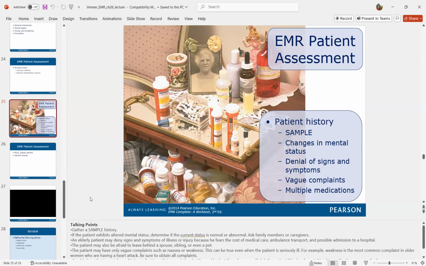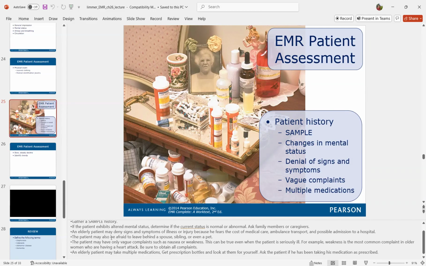If the patient exhibits altered mental status, determine if their current status is normal or abnormal. So ask the family, is there something different going on? Maybe that patient had a stroke in the past and this is where they're at right now. This is their new normal. Or is there something else going on?